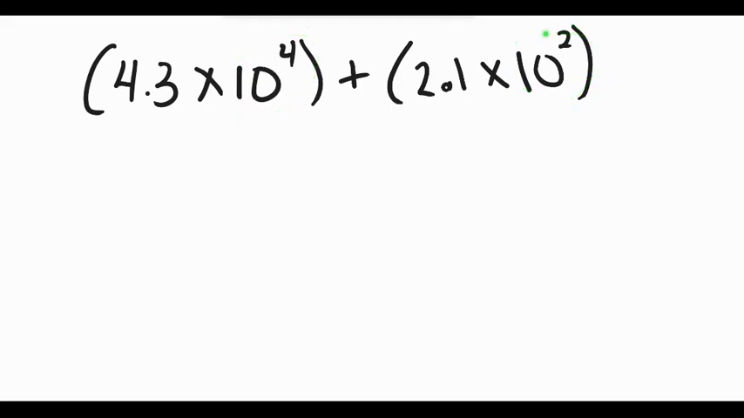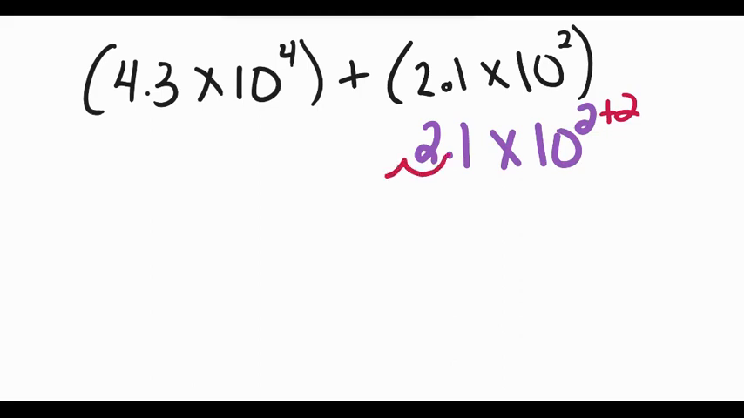I always go up bigger because if you don't do that, at the end you will always have to turn it back into scientific notation, proper scientific notation, I should say. So I'm going to take this one here and change it so it has 10 to the fourth power. Let's say I have 2.1 times 10 to the second power. I need this power to be 4. So I'm going to add 2 place values to that 10, which means I have to take away 2 place values here. So this number becomes 0.021 times 10 to the fourth power.